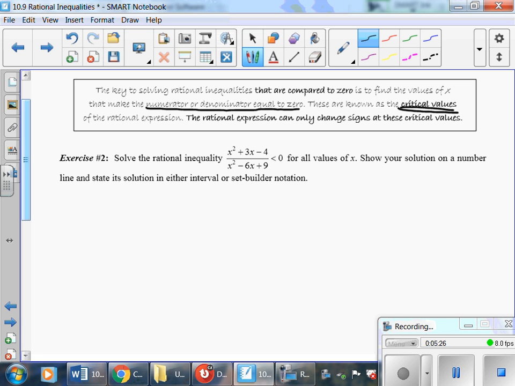Solve the rational inequality for all values of x. Show your solution on a number line and state the solution set in either interval notation or set builder. We will do both. All right.